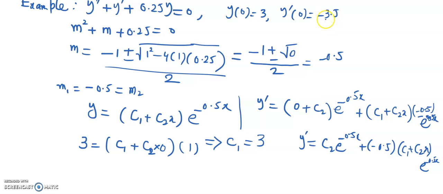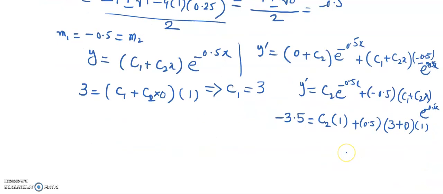So y prime (0) is minus 3.5. Minus 3.5 is equal to c2, and then this will be 1, and then minus 0.5 into c1, which is 3, and plus this term will be 0, and then this term will be 1. So from here I think we can find the value of c2 directly. Minus 3.5 equals c2 minus 1.5, since 0.5 times 3 is 1.5.